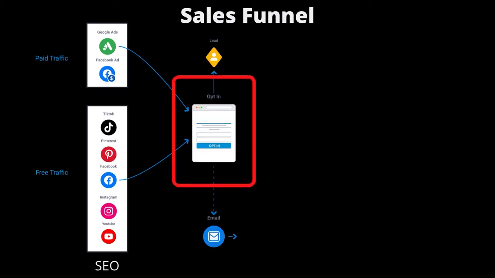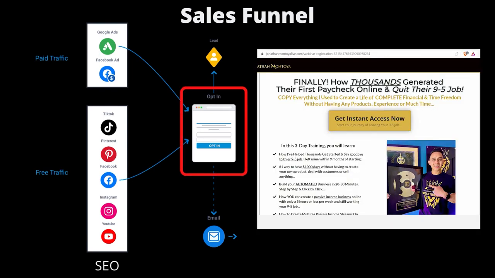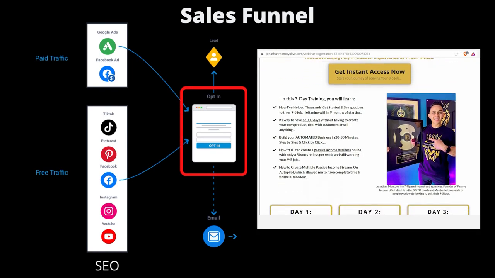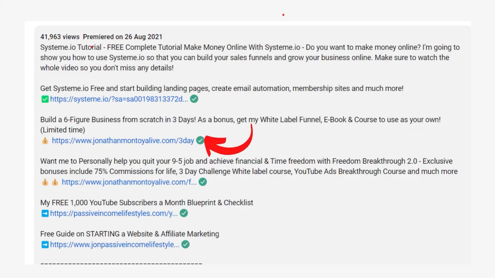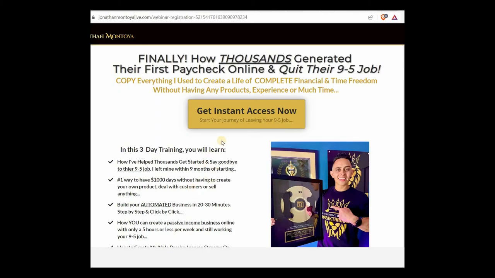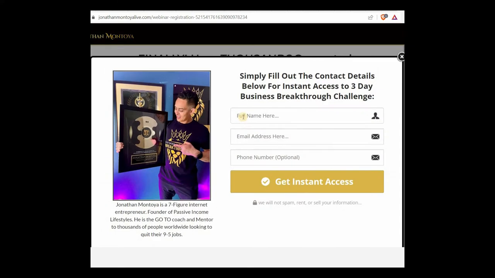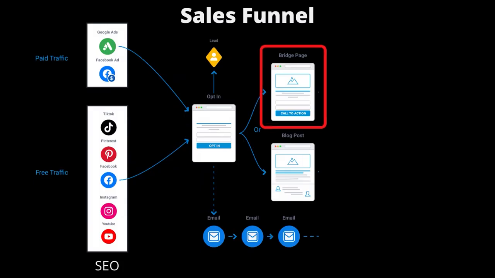You create an opt-in page, which is simply a page that explains to the visitor what to expect in the lead magnet and what value they get. And here's an example. So you add the link to the opt-in page in your ads or social media accounts. When the visitor clicks on the opt-in page, they will enter their email address and get the lead magnet, either sent to their email address or they will be directed to a bridge page where they can download it.